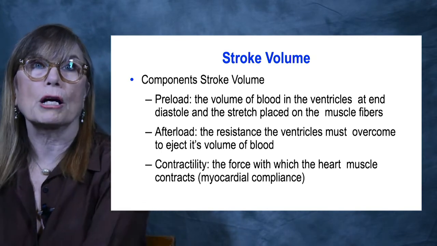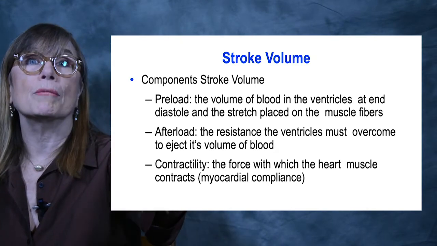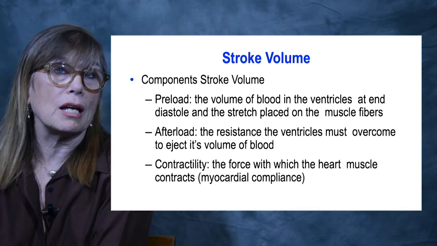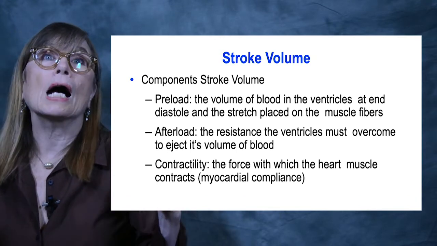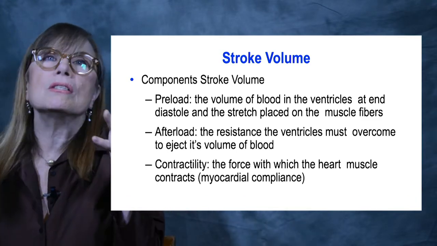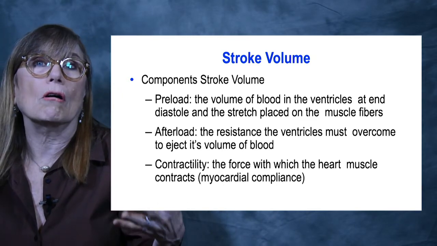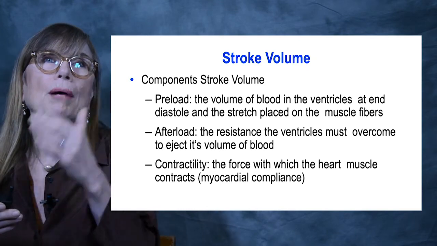We measure it as pressure. True afterload is the tension the ventricles must generate to overcome the resistance in order to eject their volume of blood, and we use calculated SVR for the left heart and calculated PVR for the right heart. And contractility is a nebulous thing indeed. It is just the force with which the heart muscle contracts. We can't really measure it, but we assume it by stroke volume.